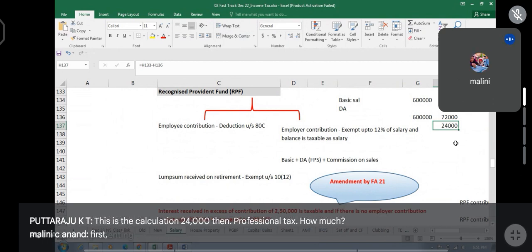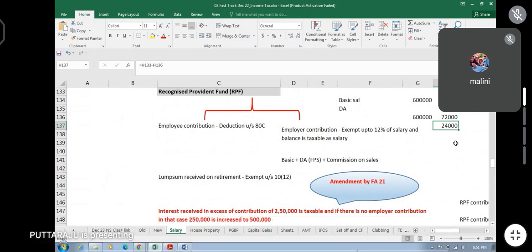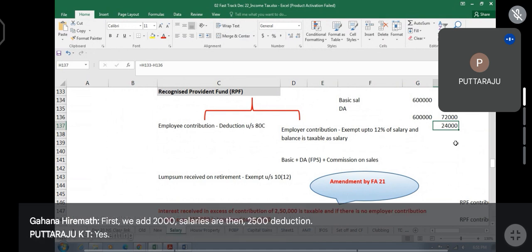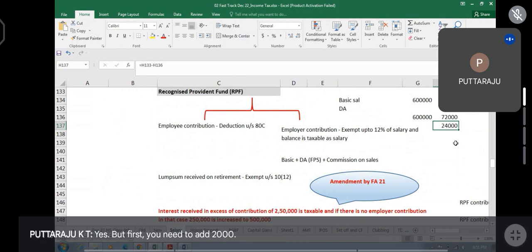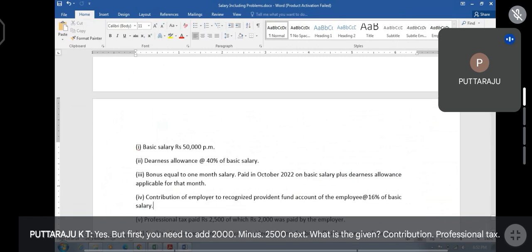First we had 2,500 and then deduct 2,000, which was paid by the employer. First we had 2,000 the salary, sir, then 2,500 deduction. Yes. But first you need to add 2,000 minus 2,500. Next, what is the given? Contribution, professional tax, okay.